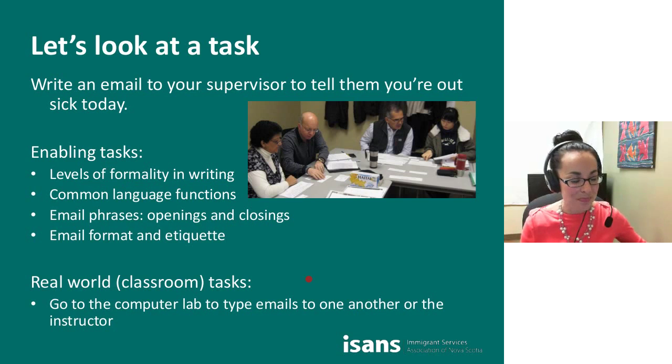More buy-in. All right. So again, the task is to write an email to your supervisor to tell them you're out sick today, something none of you did. Good job. So a few examples of enabling tasks around this objective or task. Again, the words kind of go back and forth. You might look at some enabling tasks around addressing levels of formality in writing. So for an email to a supervisor, depending on how long you've been working at that place or the relationship that you have with your supervisor or manager, it might be semi-formal or it might be formal.